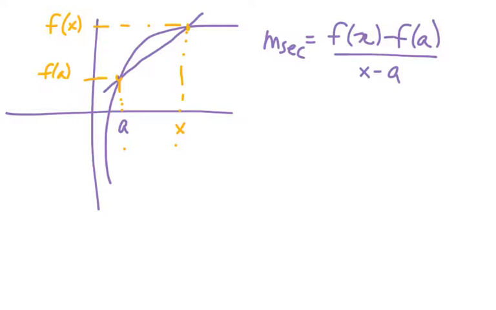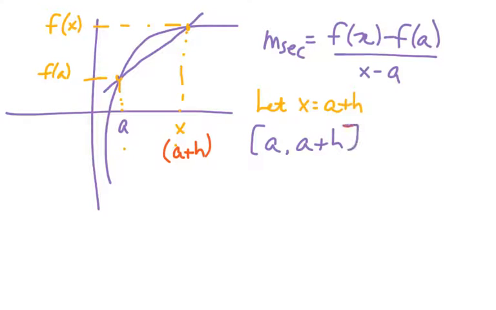So an alternative way of writing that is if we let x equal a plus h. So on an interval, that would translate to the interval a, comma a plus h. So all I did was rewrite x in terms of a plus h. Okay?